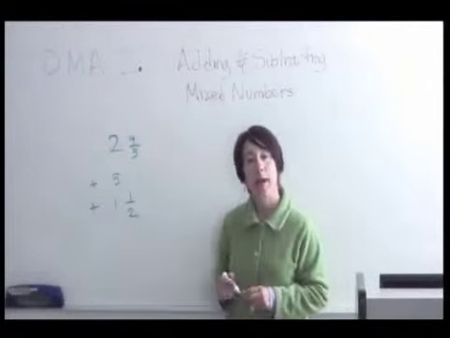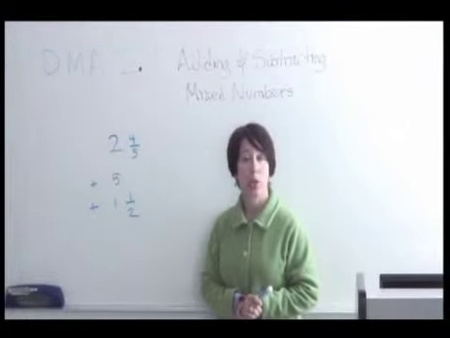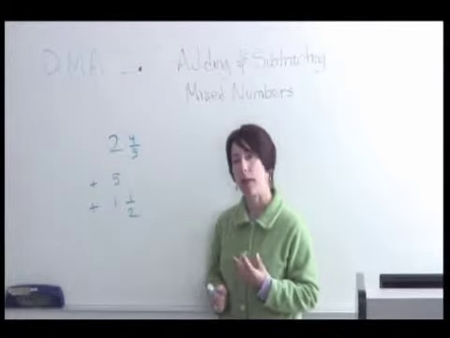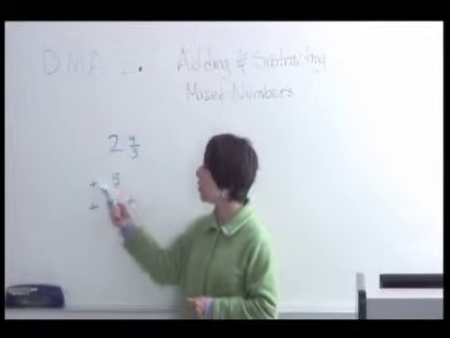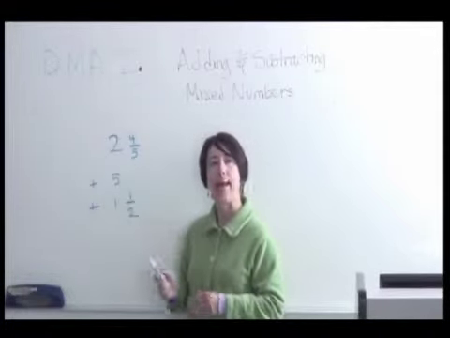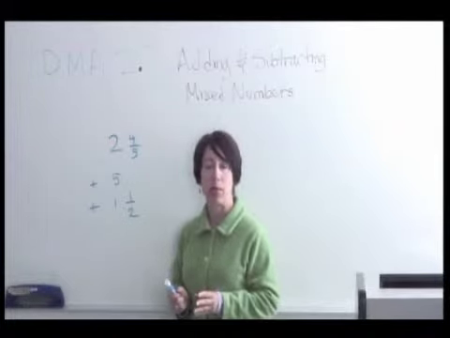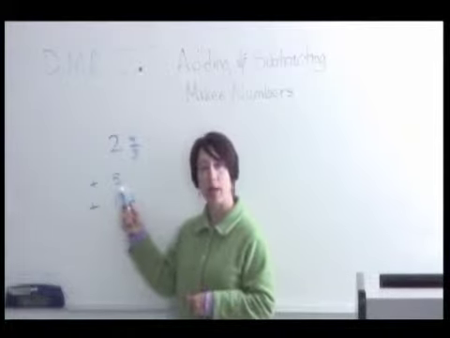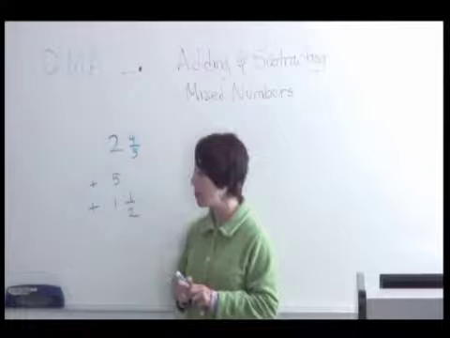Okay, so here I have a problem where I have a whole number. Now we could change the whole number into a fraction. That's just a little bit extra work. Because there's no fraction part with this, I'm gonna pull this out and add it at the very end once I have my mixed number. That's just gonna save me some time between multiplying this to get the LCD, an equivalent fraction. It's just gonna save me some time.